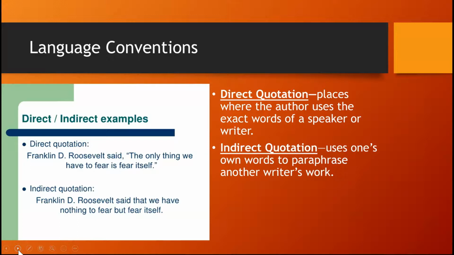So an example of a direct quote. Franklin D. Roosevelt said, "The only thing we have to fear is fear itself." Notice that the only thing we have to fear is fear itself is in quotation marks, which means he actually said these words in that order. An indirect quotation would mean paraphrasing. So in the indirect quotation example, Franklin D. Roosevelt said that we have nothing to fear but fear itself. Now this is very similar, but still not in the exact order that it was quoted, so you don't use quotation marks, you are just paraphrasing.